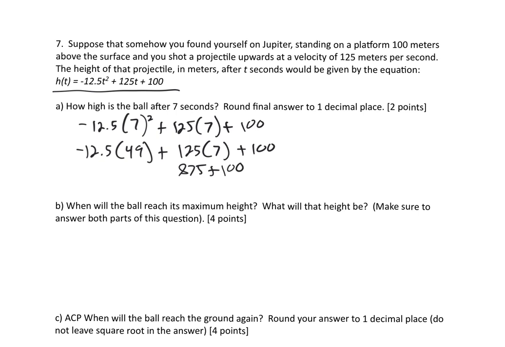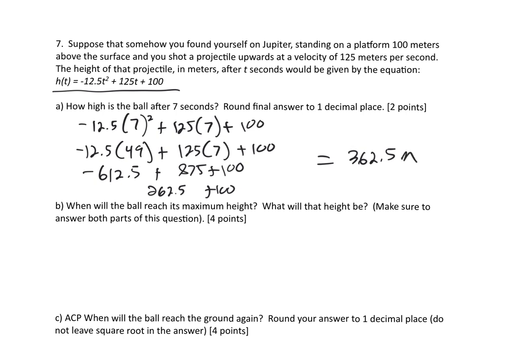Over here, we're going to get negative 612.5. When we add these two together, we get 262.5 plus 100, so we get 362.5. And that's meters. That's how far it'll be above the surface.